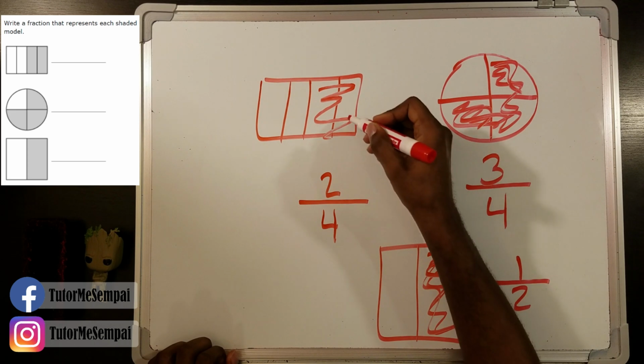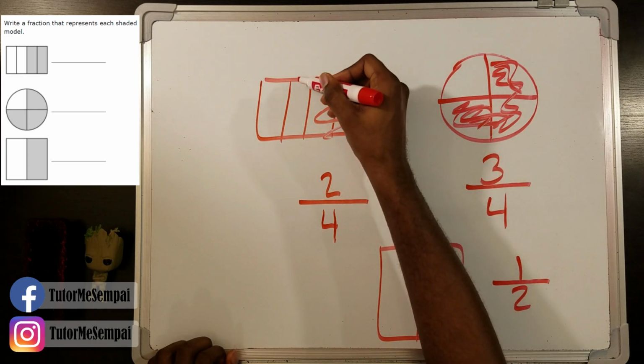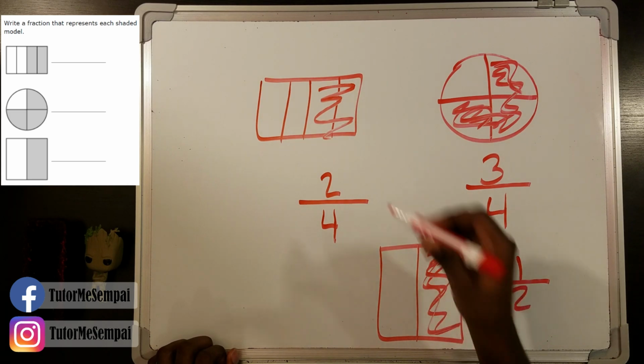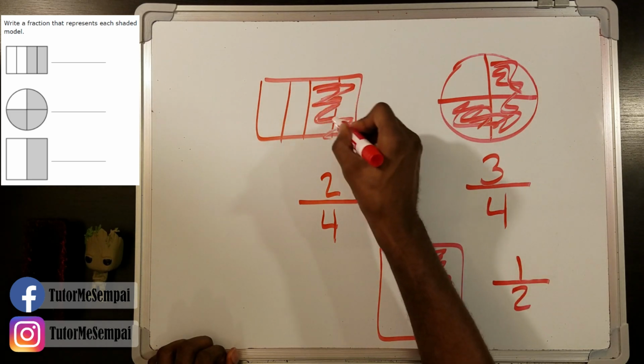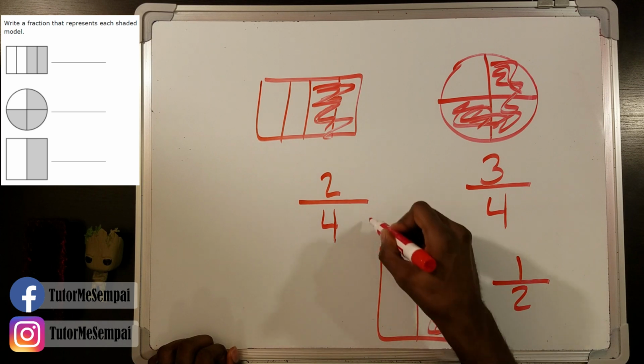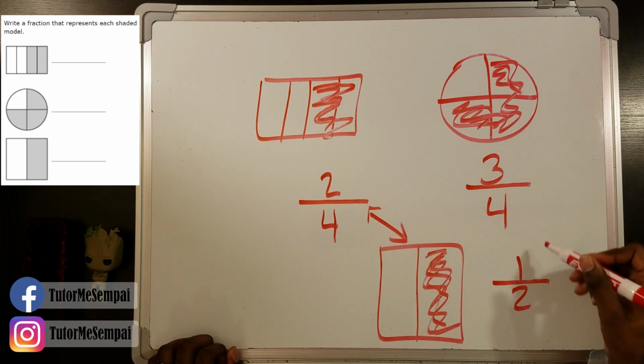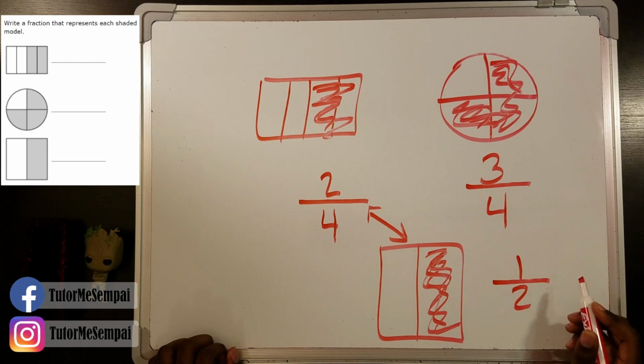But I want you to notice, we broke this into 4 equal parts. We broke this one into 2 equal parts. But half of this is shaded. Like half of this is shaded. So these are equivalent fractions. 2/4, 1/2, equivalent fractions.